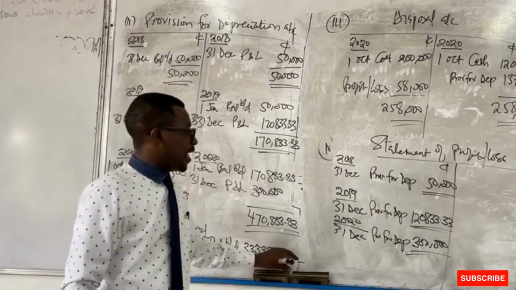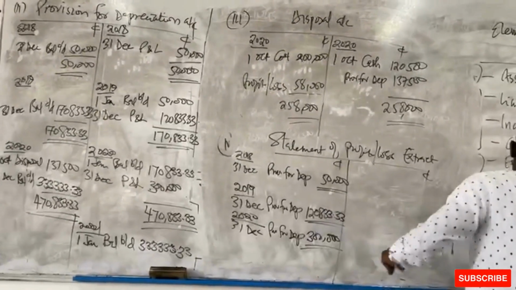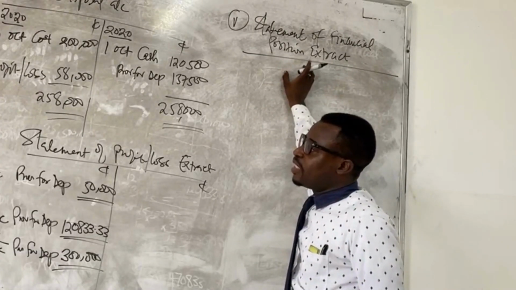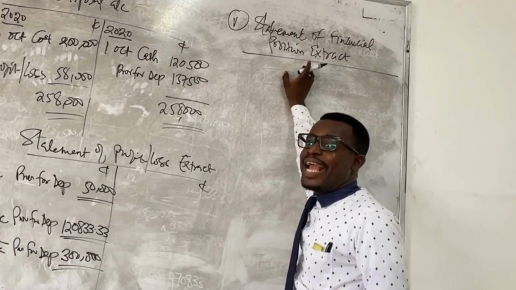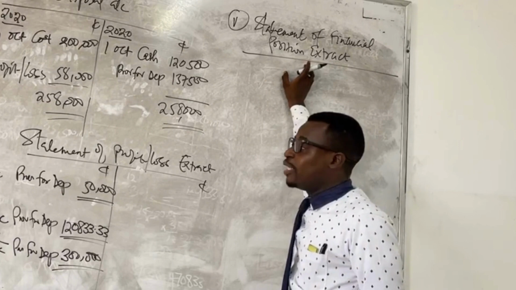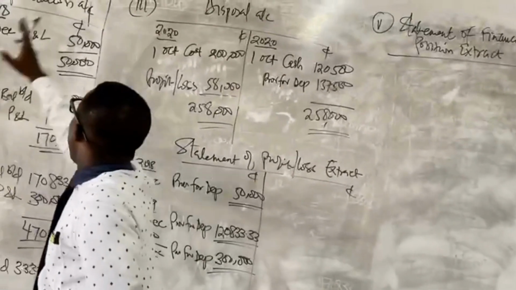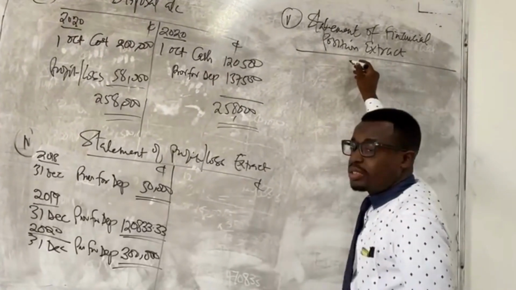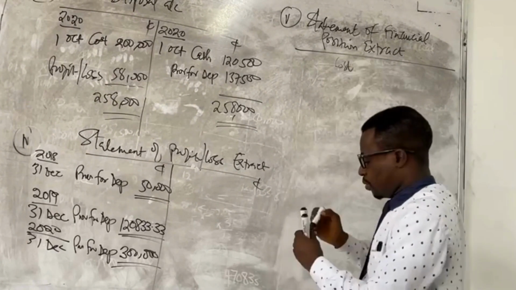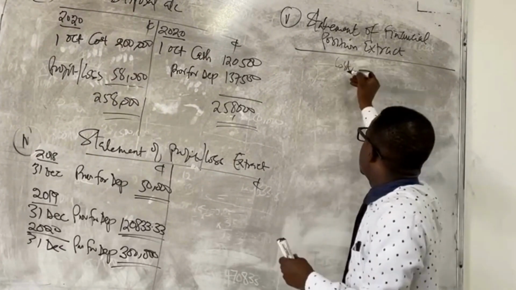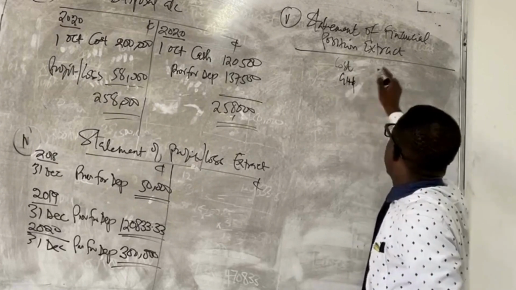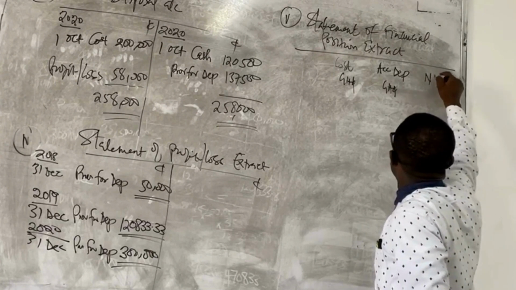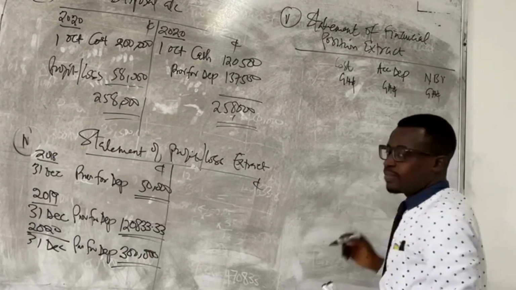All right. Let's do the last part. In the statement of financial position, pay attention. We are taking totals. So this is the I, this is the D. We begin with what is called costs, in Ghana cedis. Then accumulated depreciation, in Ghana cedis. Then we have the net book value, in Ghana cedis.